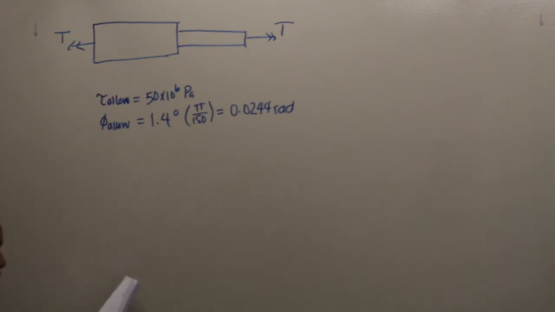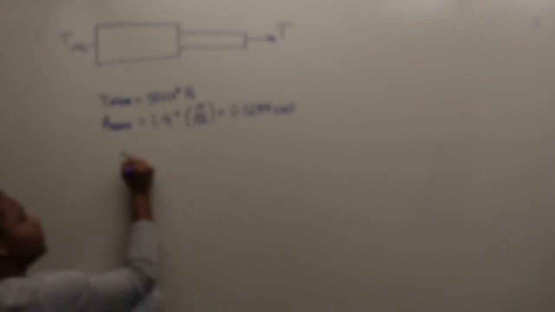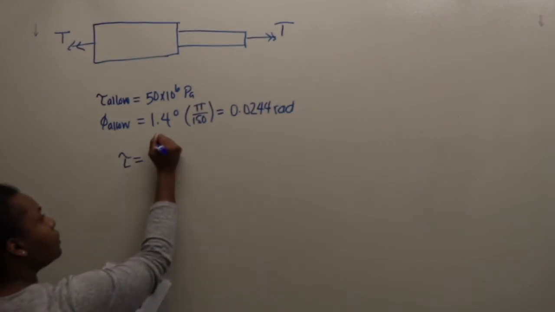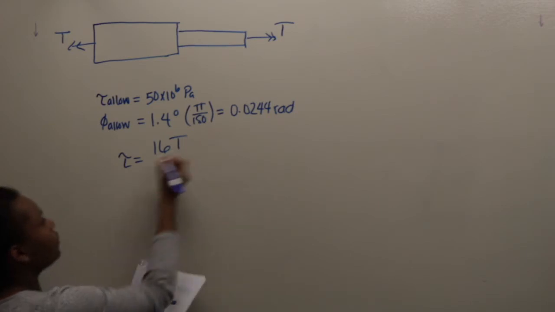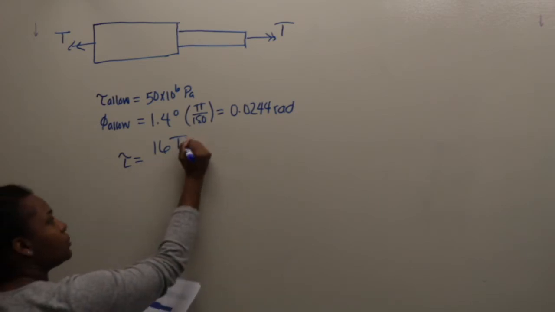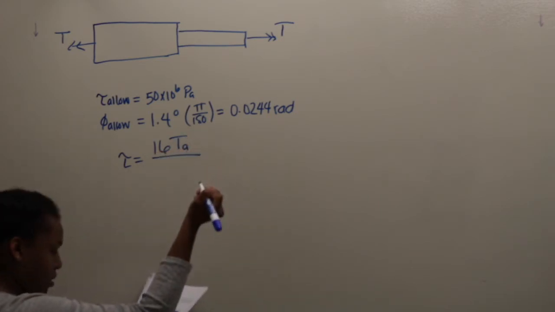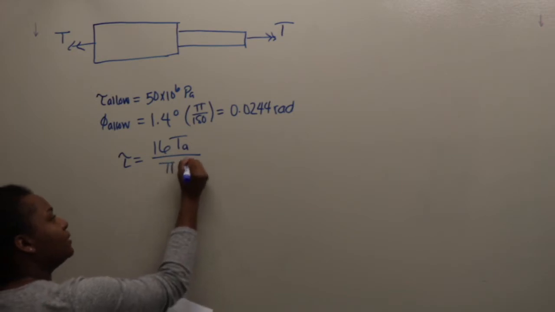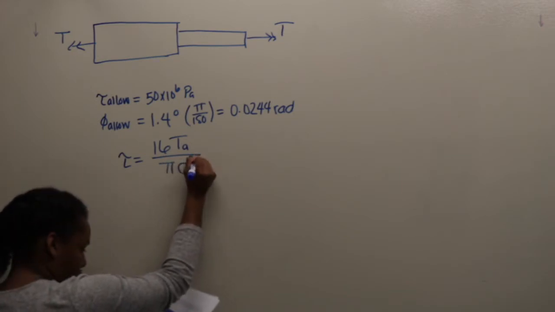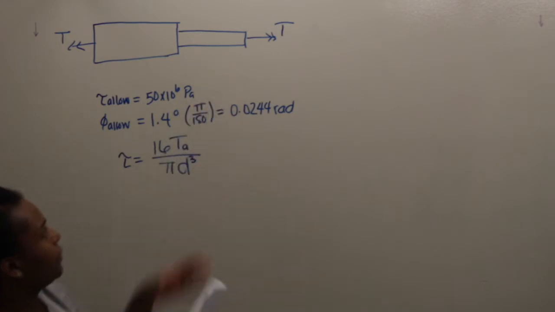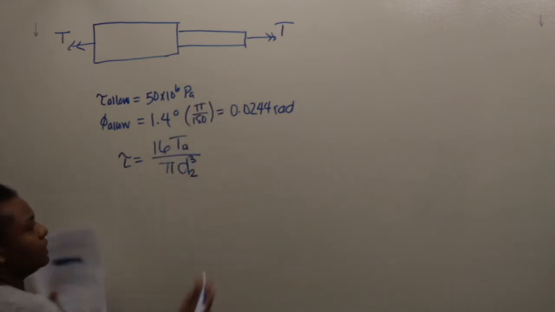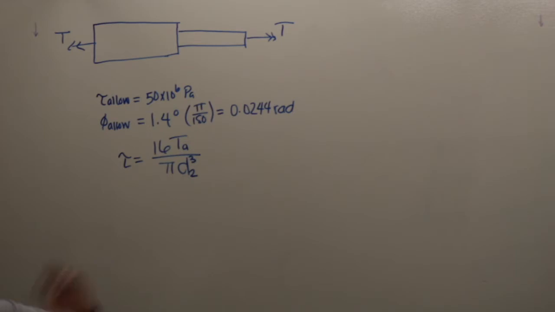So first, shear stress equals 16 times the torque allowable, which is TA, over pi d cubed. And the diameter that we're picking is the smaller diameter, d2, because the smaller the diameter, the more stress that occurs in that part of the bar.